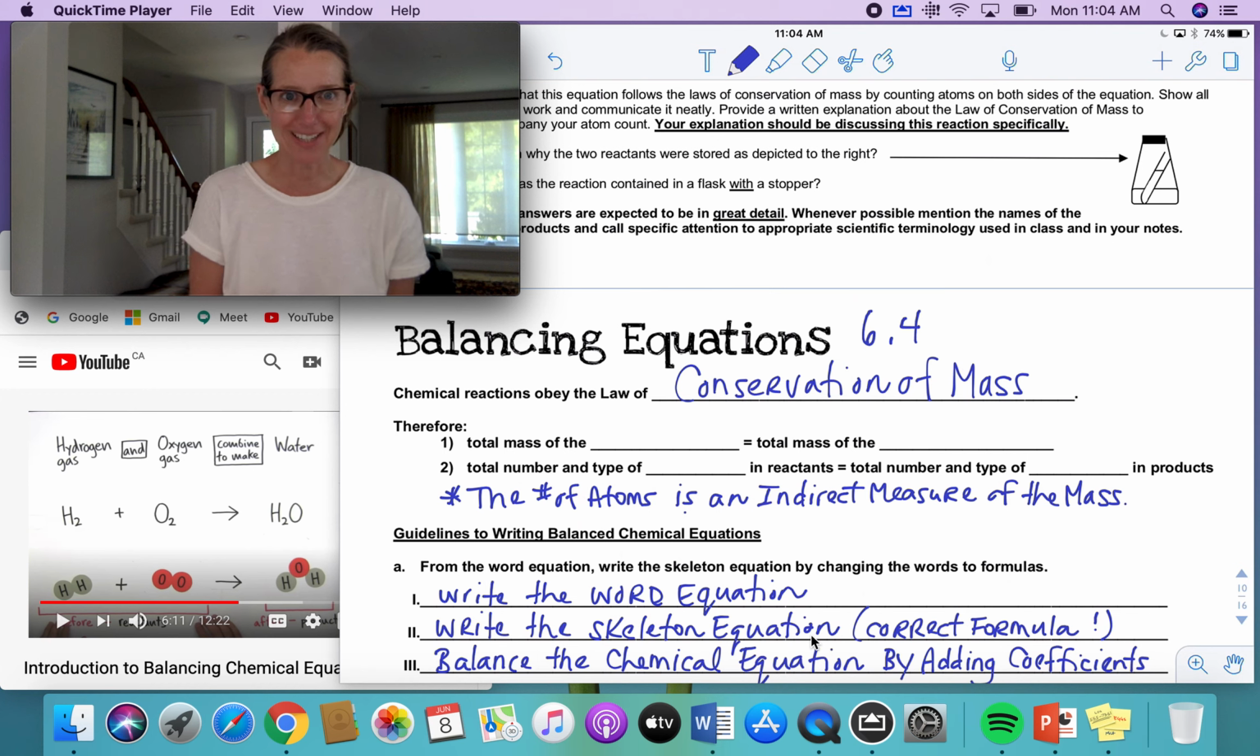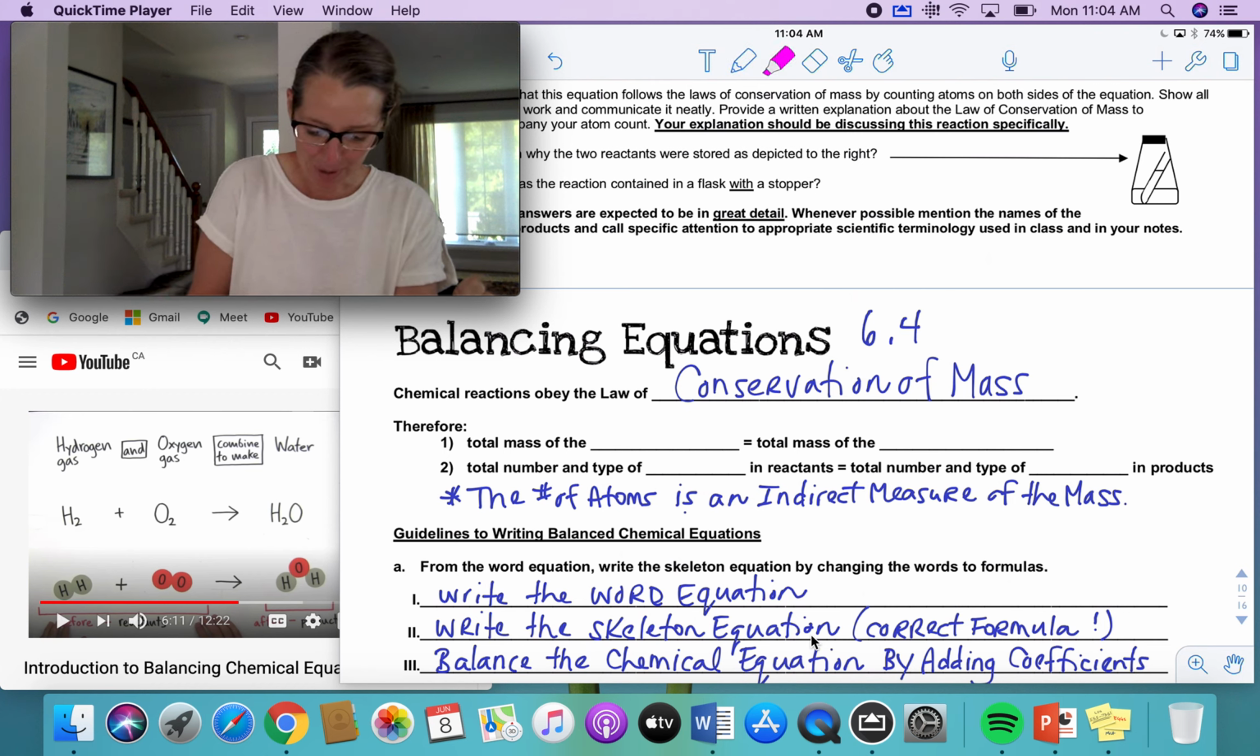Okay. All right, here we go. This is actually quite fun. Students generally like balancing equations, and if you can count atoms, then you can certainly count and be able to balance a chemical equation, so you might find it fairly easy as well. It's quite fun. So chemical reactions, we remember, obey the law of conservation of mass.